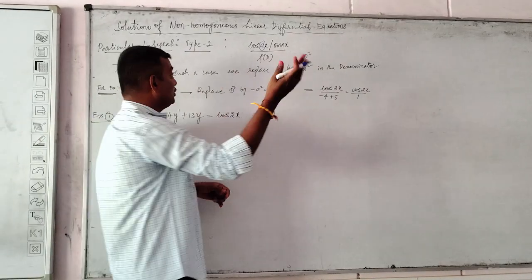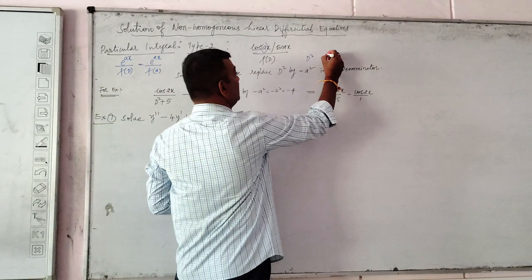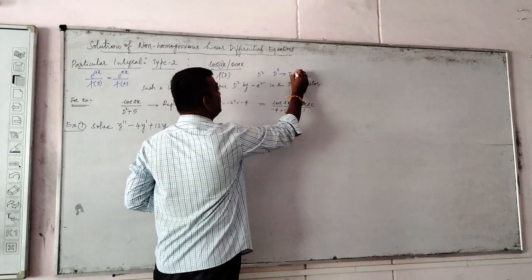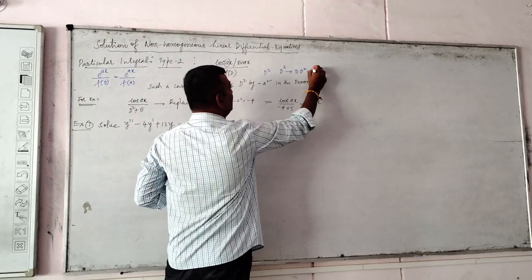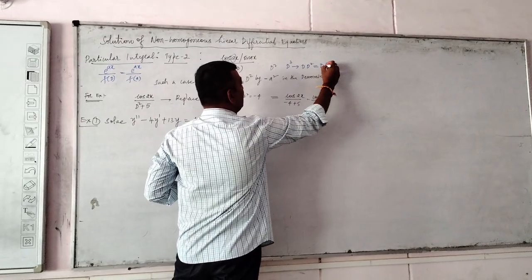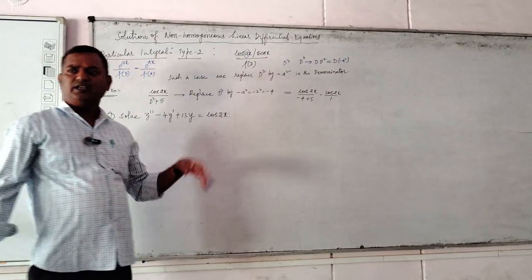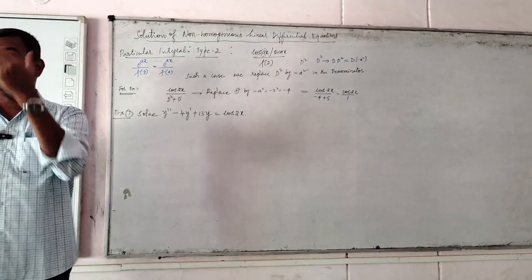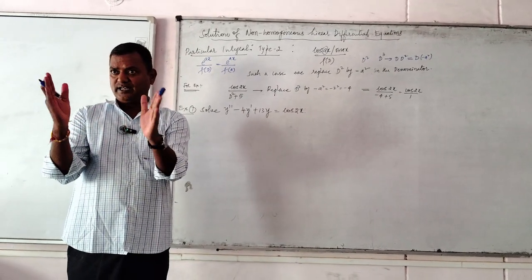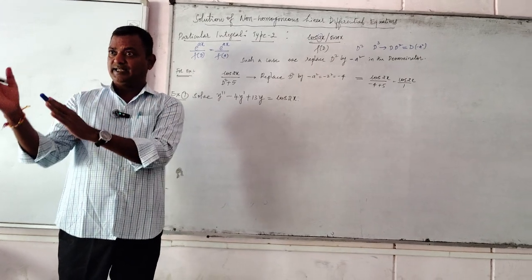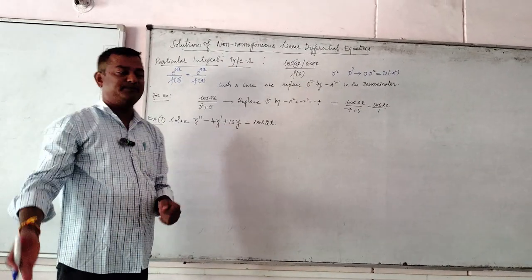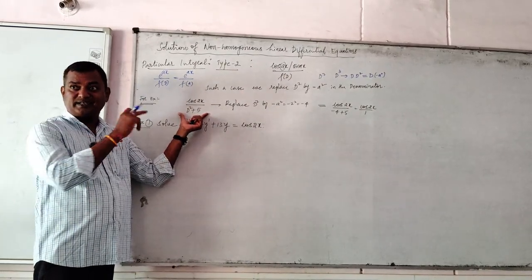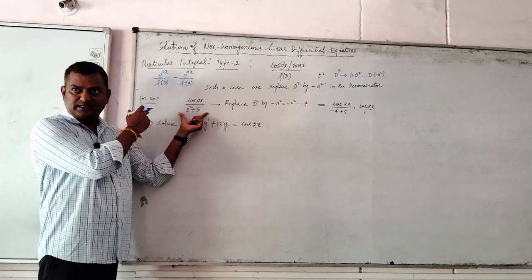In case of D cube, for example, you can write D cube as D into D square, write D as it is and replace D square by minus a square. You'll know more information later. If you have D raised to 4, we can write D square into D square, replace D square by minus a square and minus a square, again multiply, and you will get the result. For example, we are concentrating only on the particular integral here.